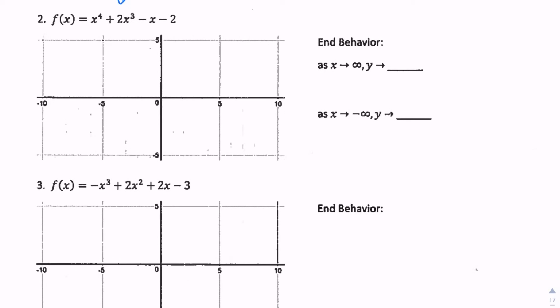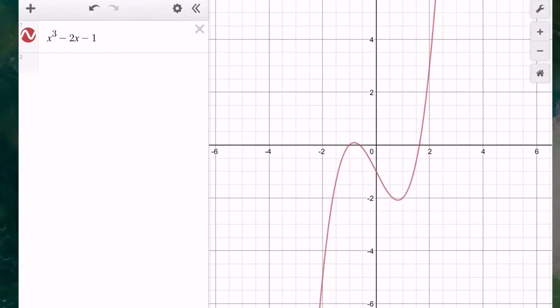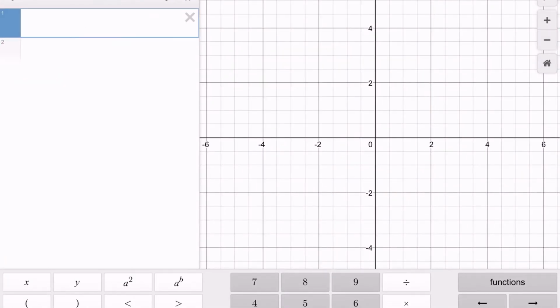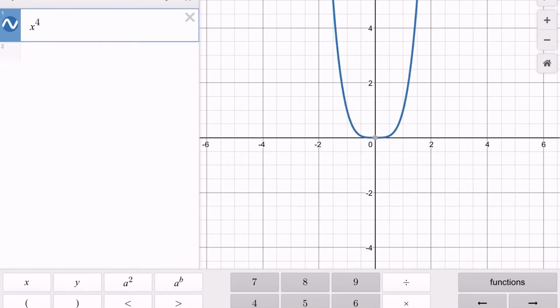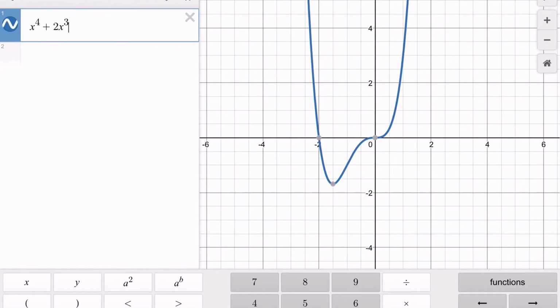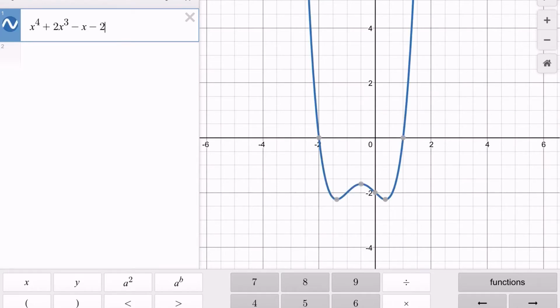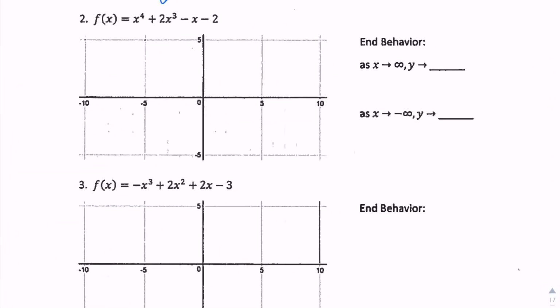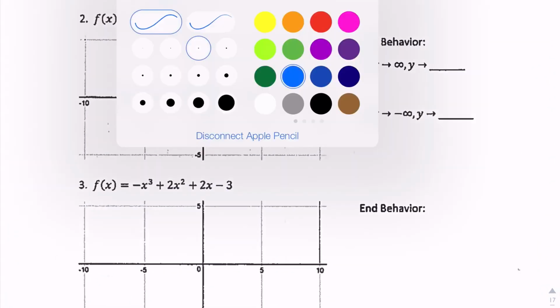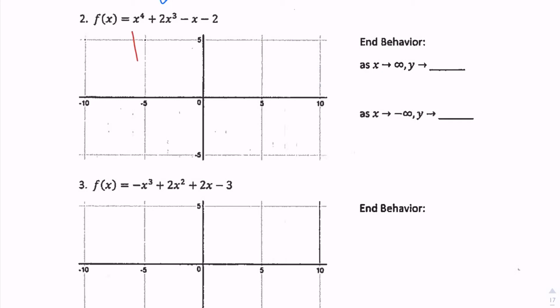Let's jump back over to Desmos. Clear that out. x to the fourth plus 2x to the third minus x minus 2. Essentially we have this kind of W-shaped graph. Let's come back over here and do a quick sketch of that. And as I'm going through this video, I'm assuming you're writing it down in your workbook as well.